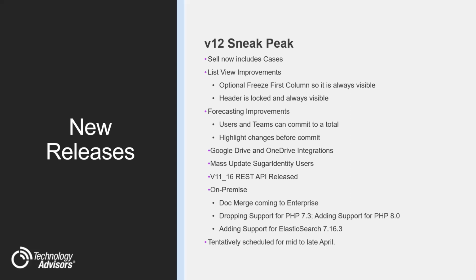They're also dropping support for PHP 7.3 and adding support for PHP 8.0. 8.0 is another long-term release of PHP, so that's really good. Once you get on 8.0, you should be able to stay there for a while. And it should have a slight performance increase in your Sugar instance. They're also adding support for a newer version of Elasticsearch. I always like newer versions, even if I don't know what it does. So I'm happy to see a new version of Elasticsearch. And again, that's tentatively scheduled for mid to late April.